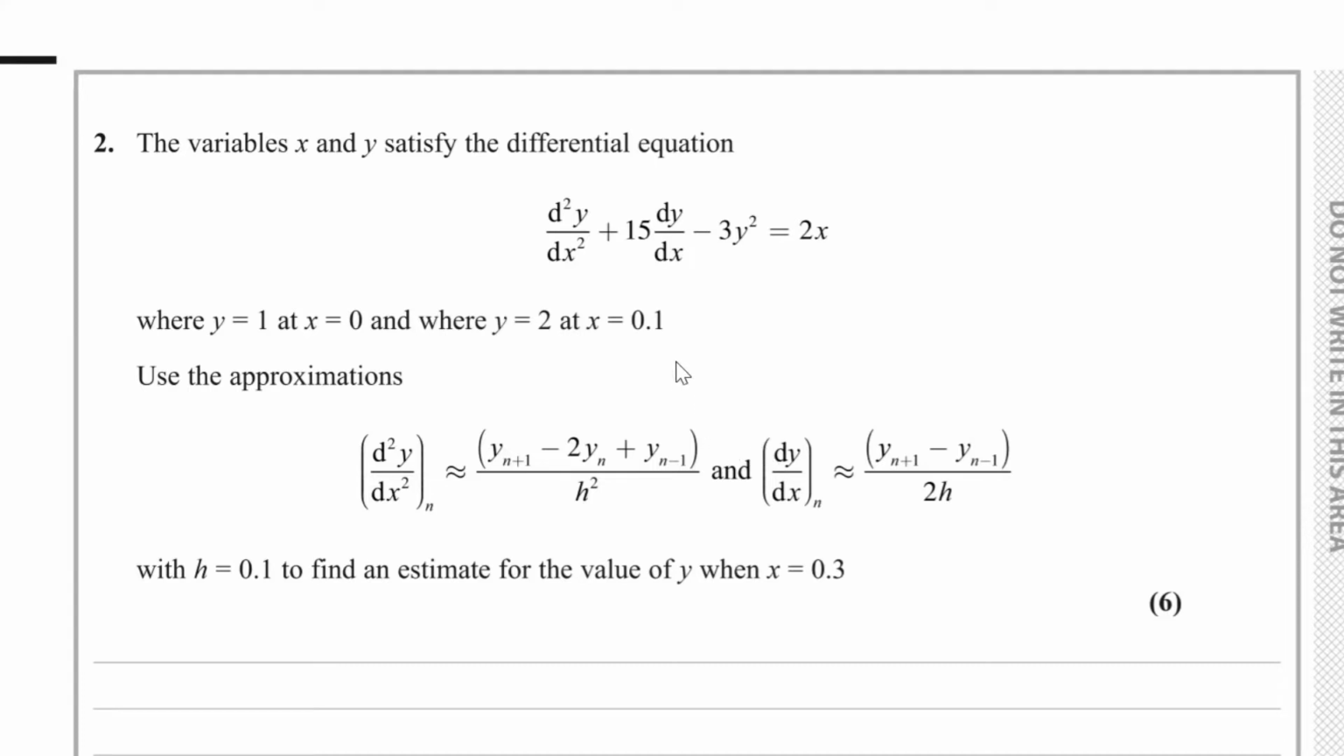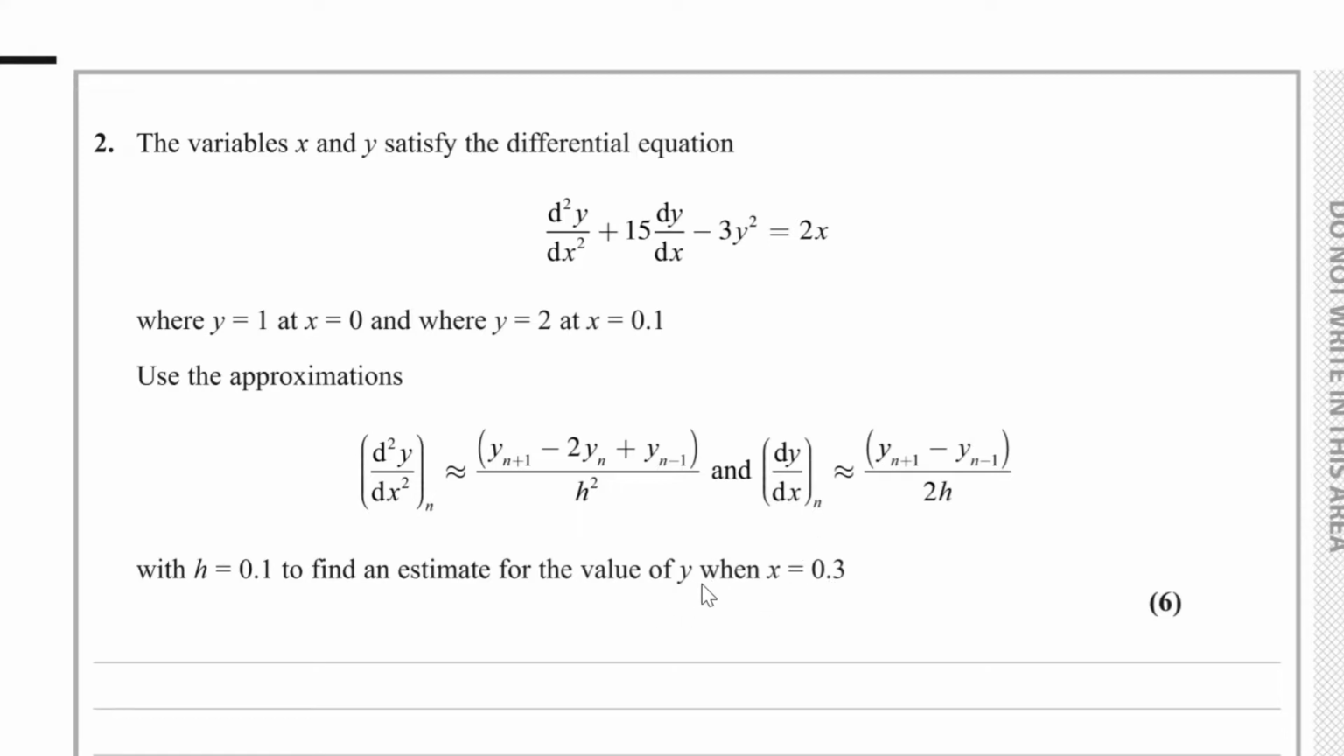Question number 2. The variables x and y satisfy the differential equation d squared y over dx squared plus 15 dy over dx minus 3y squared equals 2x, where y equals 1 at x equals 0, and where y equals 2 at x equals 0.1. We have to use the approximations for the second derivative and the first derivative with h equaling 0.1 to find an estimate for the value of y when x equals 0.3.